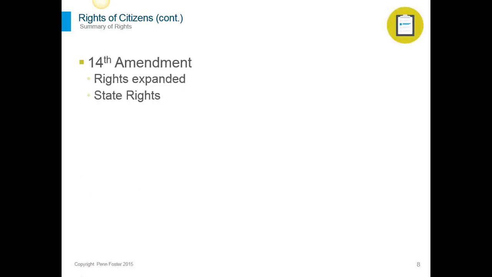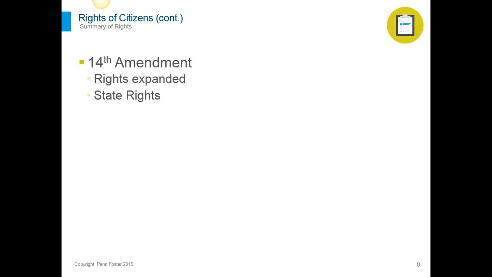The other big one that the study unit talks about and is partially in exams is the 14th Amendment. This was the amendment that was passed after the Civil War. The 13th Amendment eliminated slavery in the country, basically made slavery unconstitutional. The 14th Amendment then gave the rights of citizenship to all former slaves in the country.